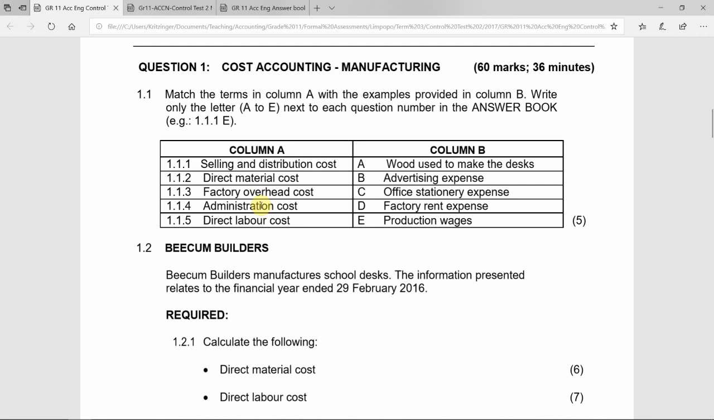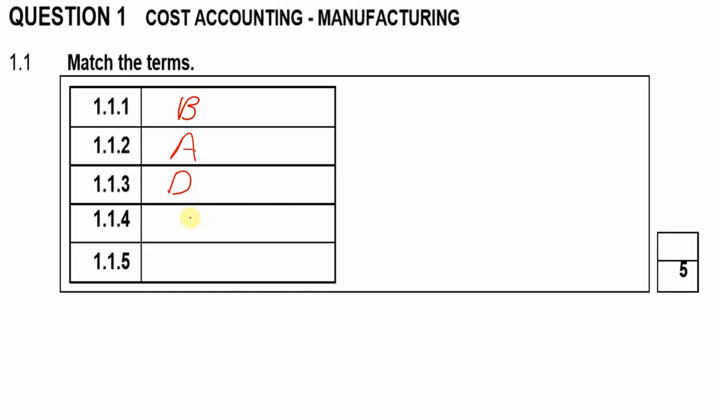Administration costs would be the office costs. So it doesn't relate to factory expenses, it doesn't relate to getting the product to the consumers, so it's not the same type of cost as selling and distribution. The office is the key word here, so office stationery expense fits that category. So that would be number C.